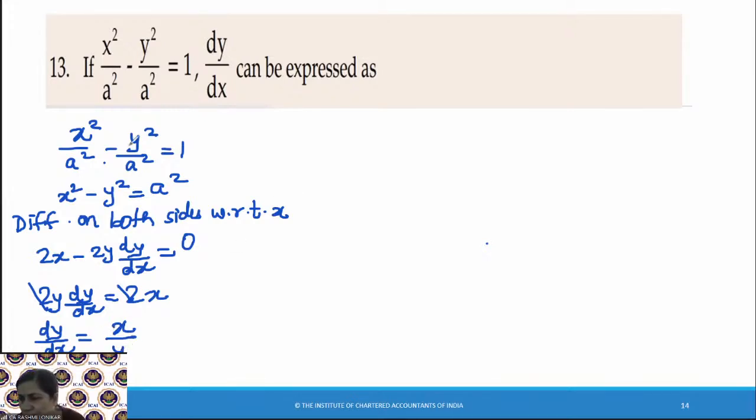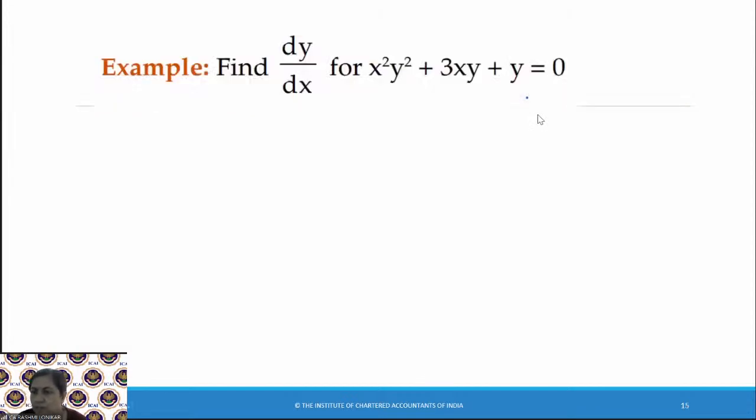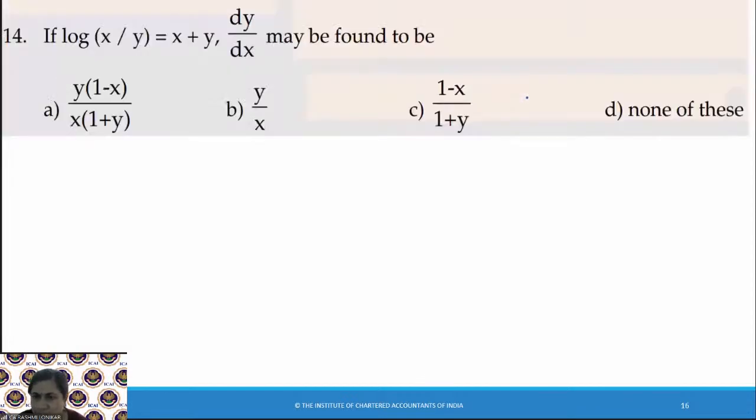Okay, so do I have the option? Yes, I have the option, right? I have not copied down the answer, but here you will get the answer as x upon y. Clear? So simply you have to substitute and find the answer. Next sum. This we have already done.